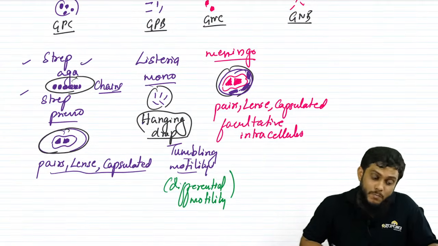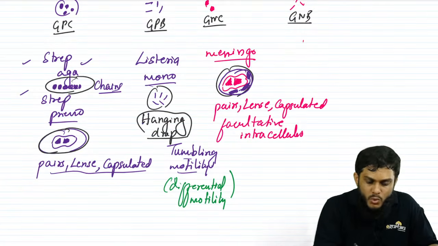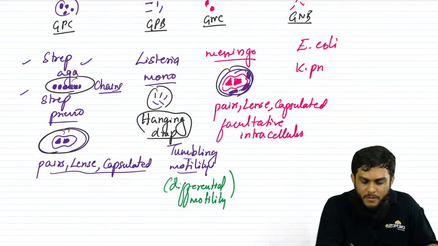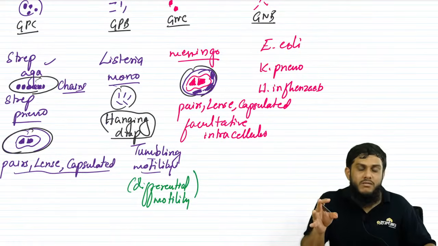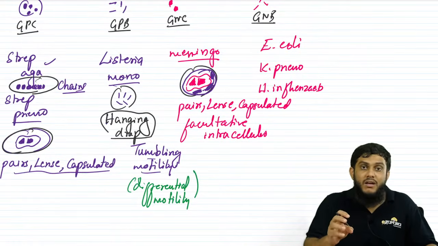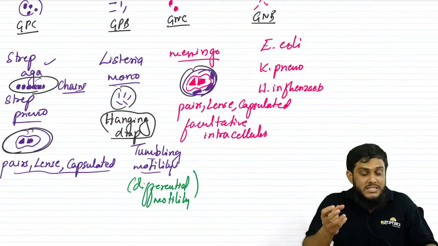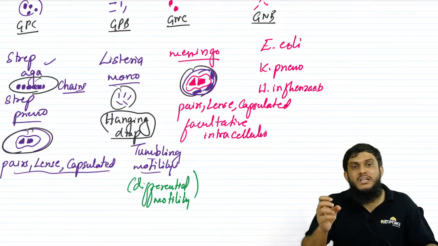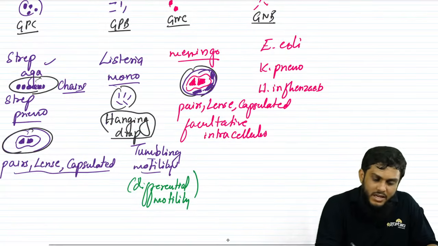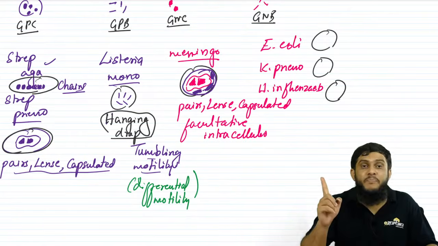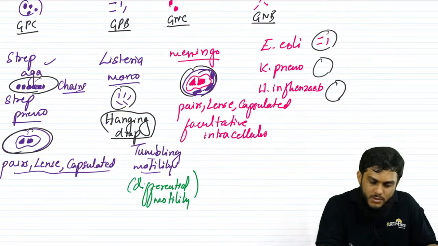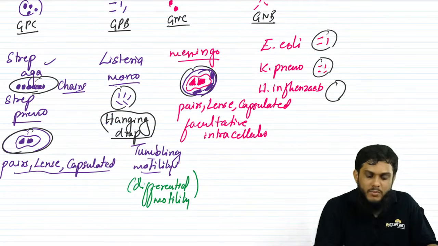If we talk about the gram negative bacilli, you know that the first one is E. coli or Escherichia coli. Second is Klebsiella pneumoniae, and third is Haemophilus influenzae B. Though there are a few minute differences, and we can guess whether it is E. coli or Klebsiella or Haemophilus, that is not important for you people. But anyways, let's discuss E. coli, Klebsiella, and Haemophilus. All of them are gram negative bacilli, so all of them are pink color rods.